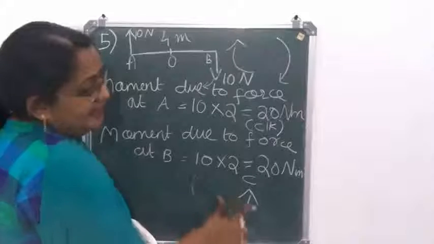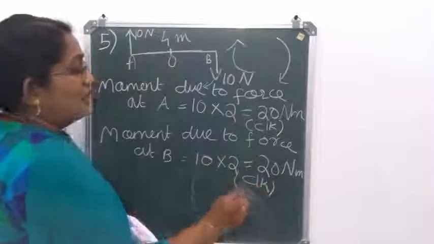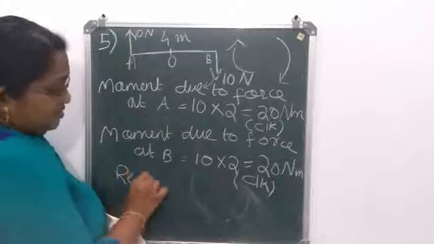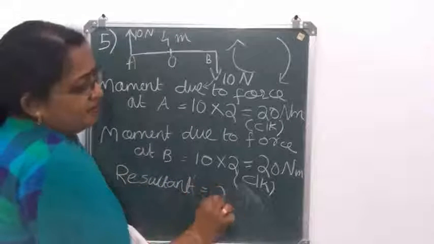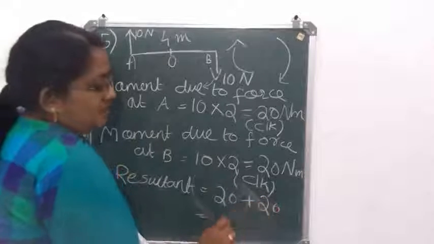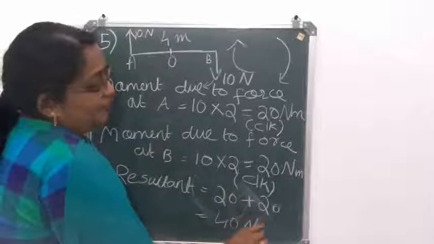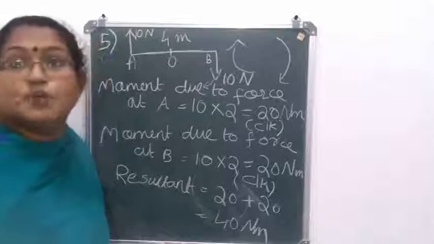Now, here both are in the clockwise direction. So what will be the resultant? Since both are in the clockwise direction, the resultant will be the sum of the two moments. So 20 plus 20, which is equal to 40 Newton meter. So the answer is 40 Newton meter.